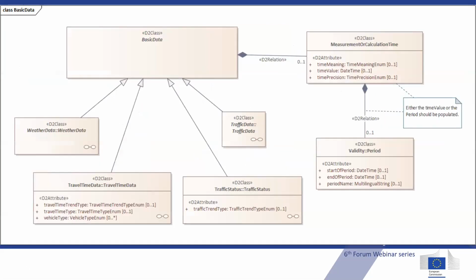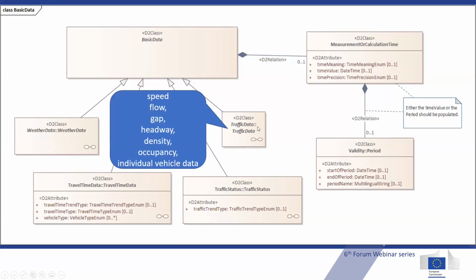So let's look at basic data briefly. There can be a lot, so we're getting closer and closer to the payload traffic data values now, the numbers. Basic data is abstract, but as you can see, there are different kinds. Weather data, which is itself abstract, and there are about 10 different concrete kinds of weather numbers you can give. Travel times, traffic status, and traffic data, which is a grouping including the concrete values of things like traffic speed, flow, gap, headway, density, occupancy, and even individual vehicle data. So we can give a time. Well, we should give a time for the data.